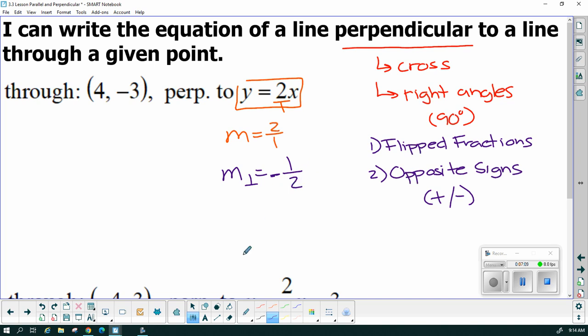And so my new line is going to start like this. It's going to have a slope of negative 1 over 2, x. And now we just need to find the intercept. This intercept is 0. That's why there's nothing there. But we want our line to go through this point. So we're going to use this new perpendicular slope, and we're going to find our intercept for our new line.